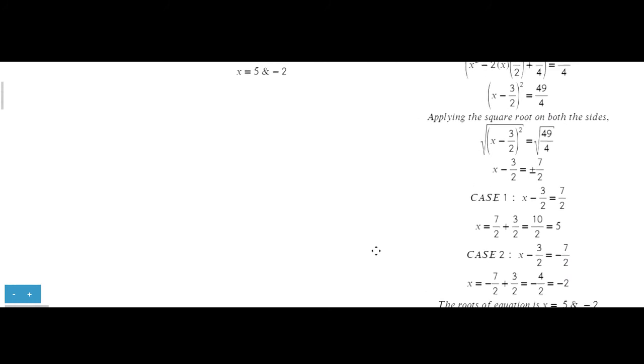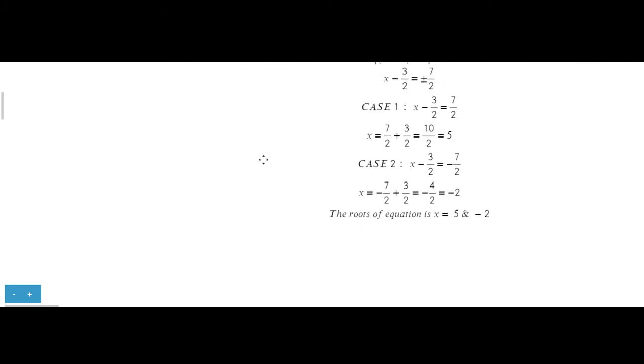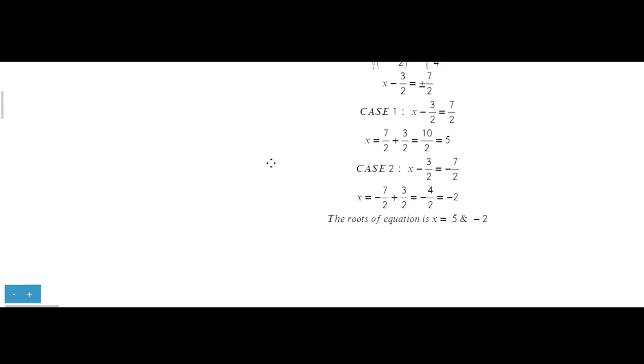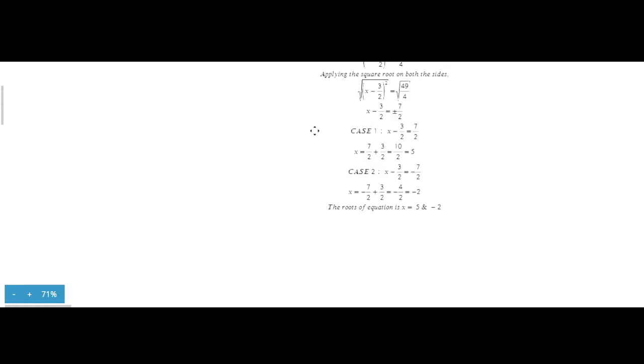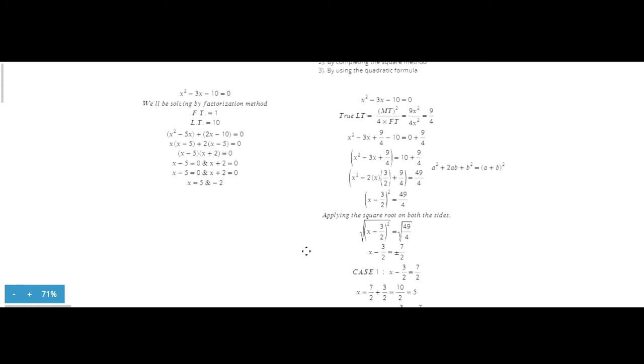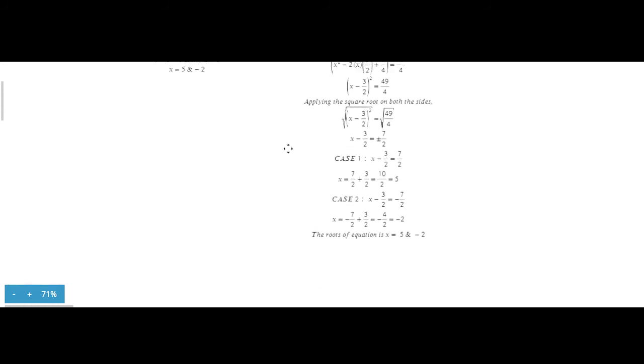As you can see here, we have got similar answers for the different methods, which means that you can arrive at the same solution using different methods. So this is how the completing the square method is done.